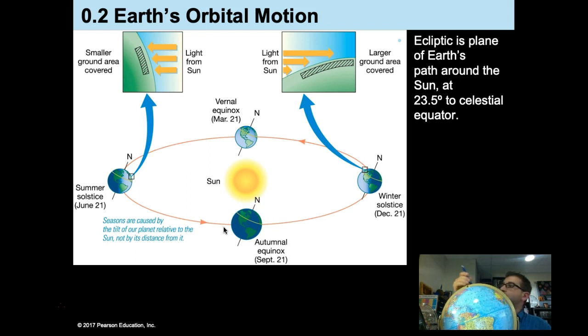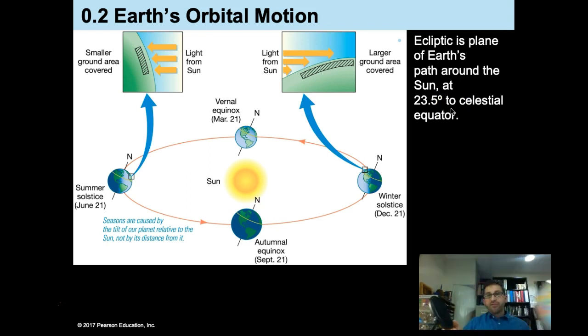And here with my globe, you'll notice that the axis of Earth, the North Pole or rotational axis of this globe, is tilted. And it's tilted at a very specific value. That value is 23.5 degrees to the celestial equator, which is the path of the Earth's equator, compared to the path of the ecliptic, its path around the sun.